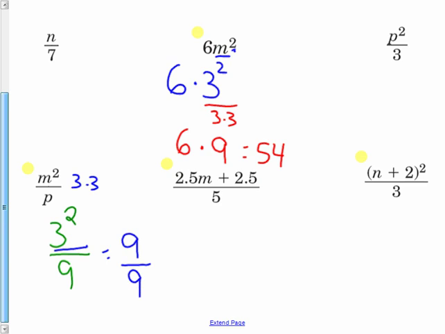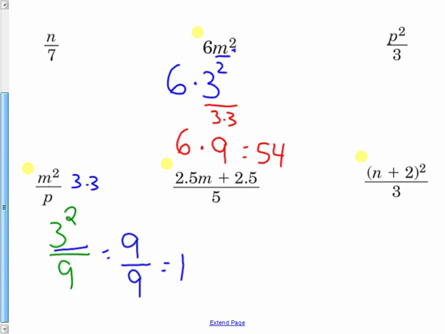Now, the other piece I have to remember is, what does the fraction bar mean in algebra? Remember, anytime you see a fraction bar in algebra, that is another way of saying divide. So now I have a division problem. I have 9 divided by 9, which equals 1. All right.